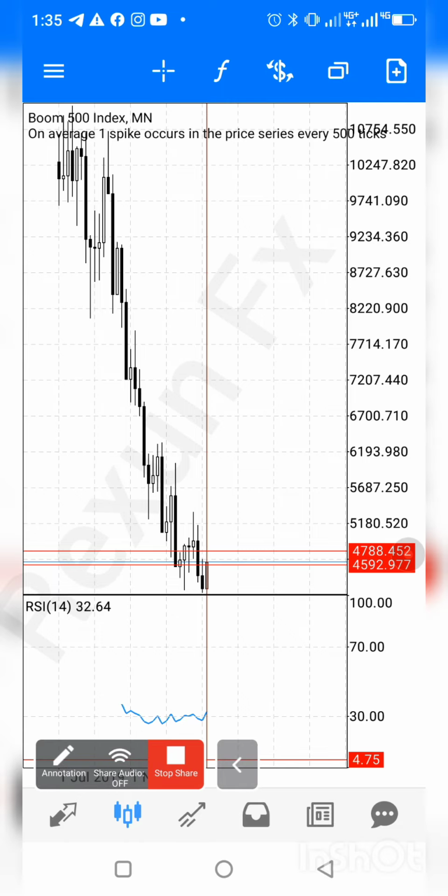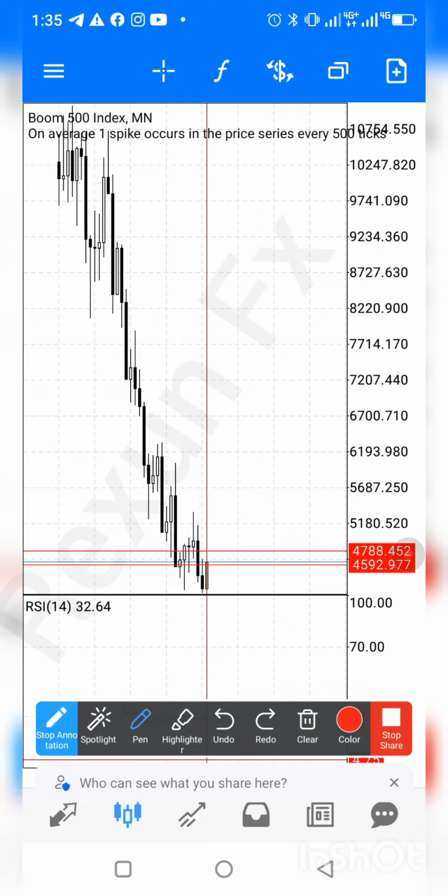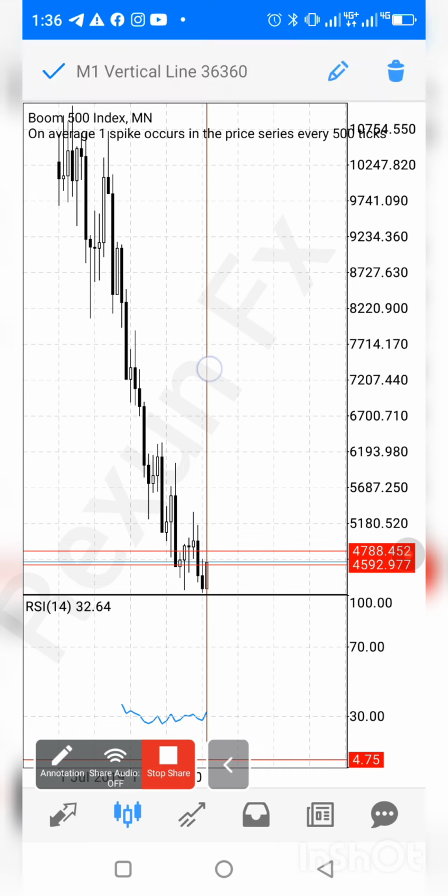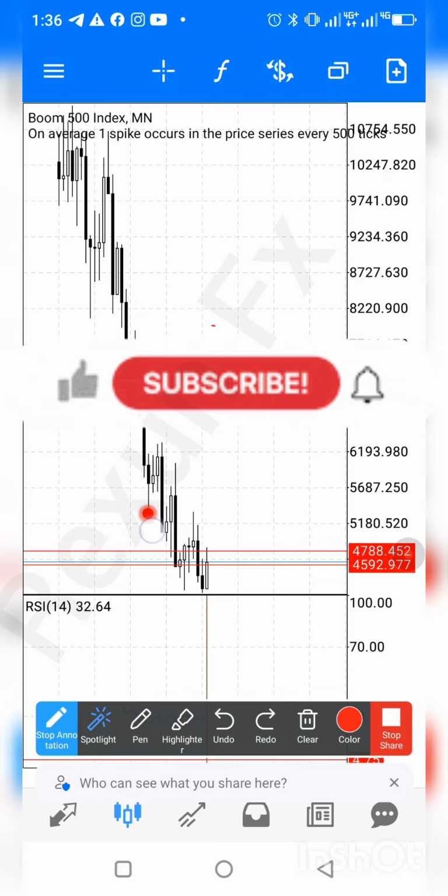This is the best period we can actually trade Boom 500 on spikes. You know, Boom 500 spikes upwards, right? So you can see this whole movement all the way down. Let's remove this vertical line. So this whole movement all the way down, right? This is what I like to call an extreme point.